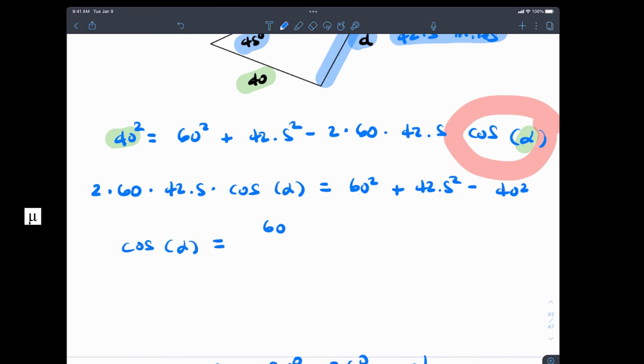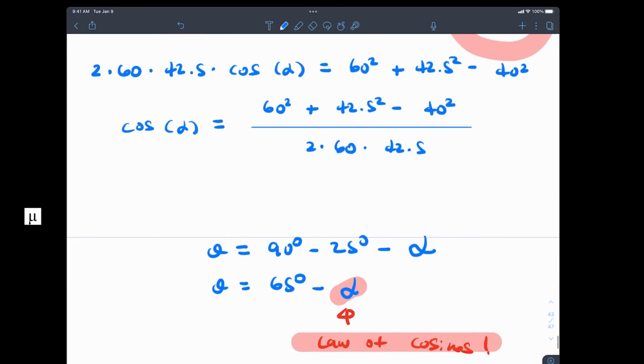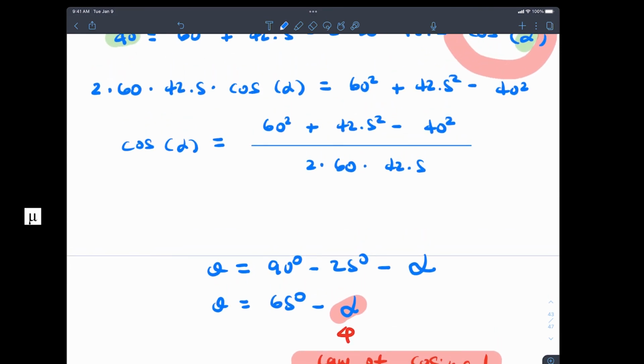Cosine alpha equals 60 squared plus 42.5 squared minus 40 squared over 2 times 60 times 42.5. Okay? Right? So you guys okay with that? So we're going to now use our TI, and we're going to do the following. Remember, we're going to have to use what now? Inverse cosine. So we say inverse cosine of this whole thing.